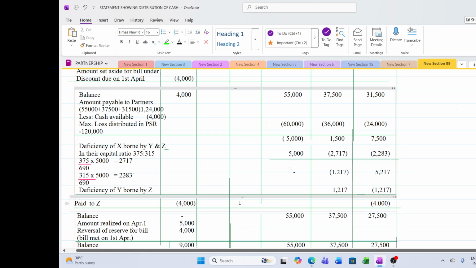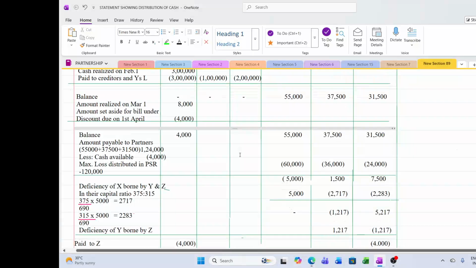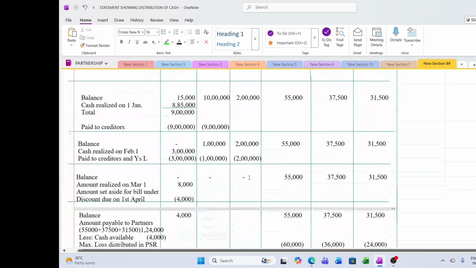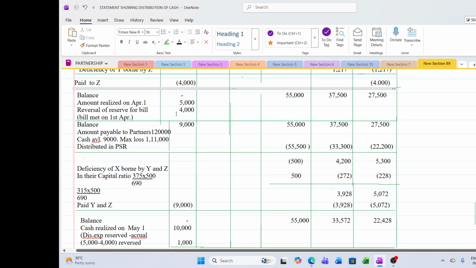Okay. So now what happened? In April, we realized again 5,000 rupees. Now they say that in April, the bill was also met. The acceptor of the bill under discount met the bill on the due date. So when he has met it on 1/4/24, we need not keep that reserve. So we will add back that reserve here. Now you understand. So now the cash available is 9,000.